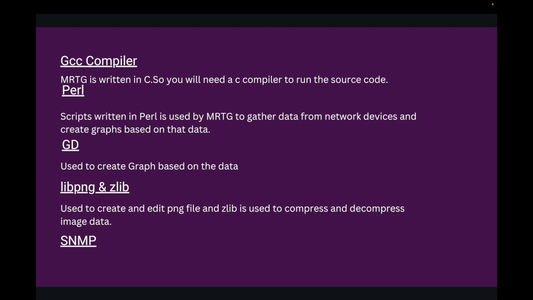Now you need a library called GD to generate charts. In order to use GD, MRTG needs to be compiled with the appropriate GD library. Although most Linux systems have a common GD library, libgd, installed, make sure to install it if you don't have it already installed. Next, you'll need libpng that is used to read and write PNG image files, along with zlib that is used to compress and decompress the image data.